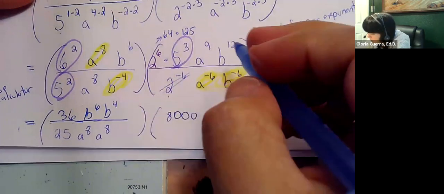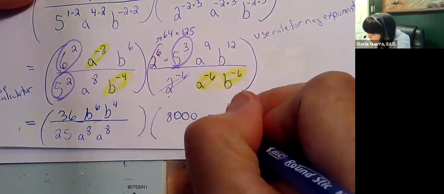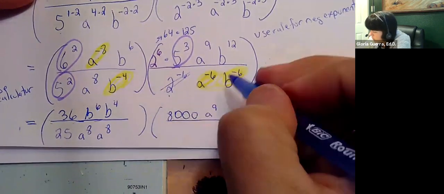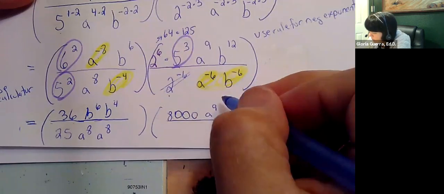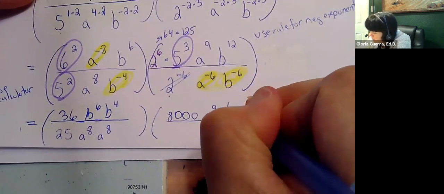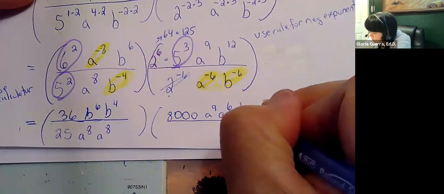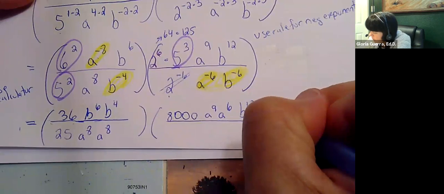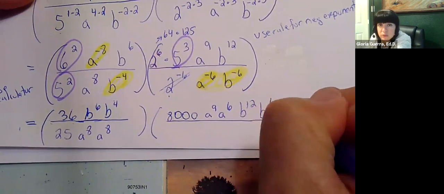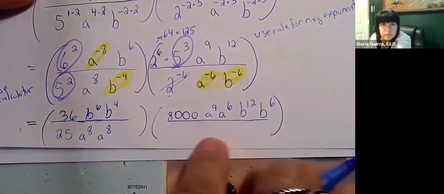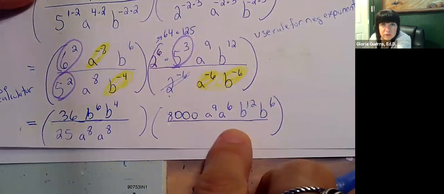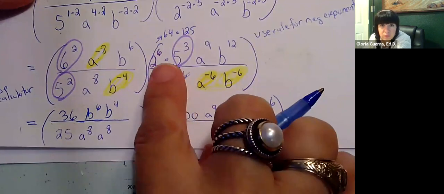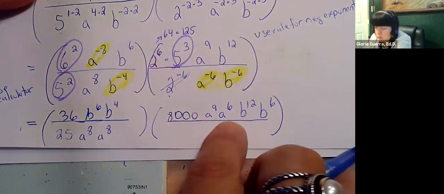Then over here, the a to the 9 is fine, but this goes to the top. So a to the 6 goes to the top, take off the negative. The b to the 12 is fine, but now this goes to the top. The b to the 6 goes to the top, and then you take off the negative. So really nothing's on the bottom, because this got to the top, this got to the top, even this went to the top, remember? So there's like an imaginary 1. There's nothing really down there, okay?